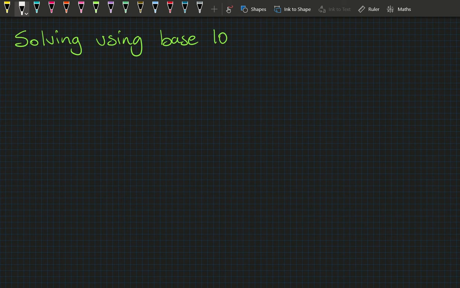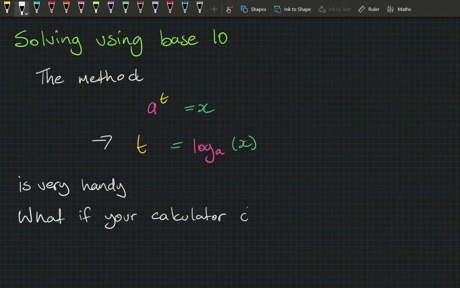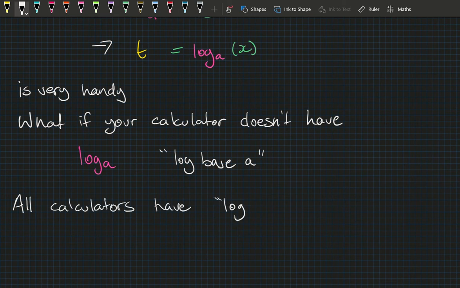The method we've just used, where we have a to the t equals x, becomes t equals log base a of x, is very handy. But what if your calculator doesn't have log base a? Well, never fear, all calculators have log base 10.